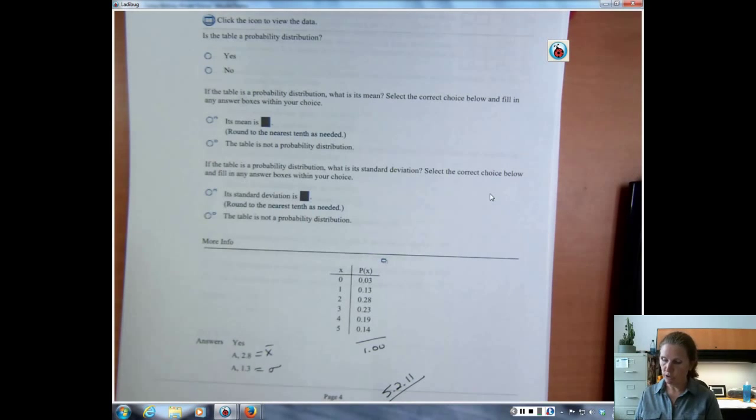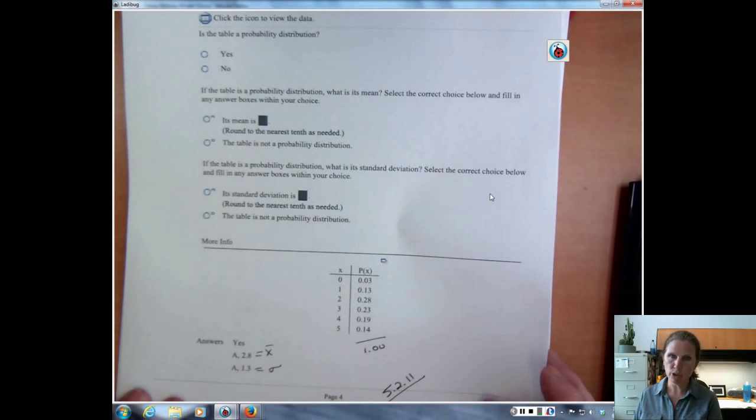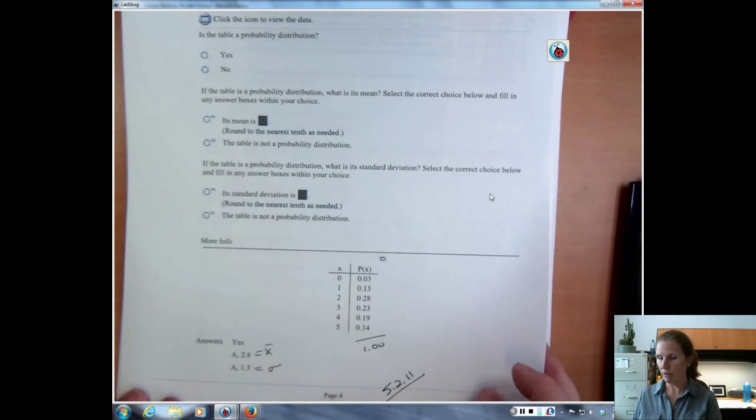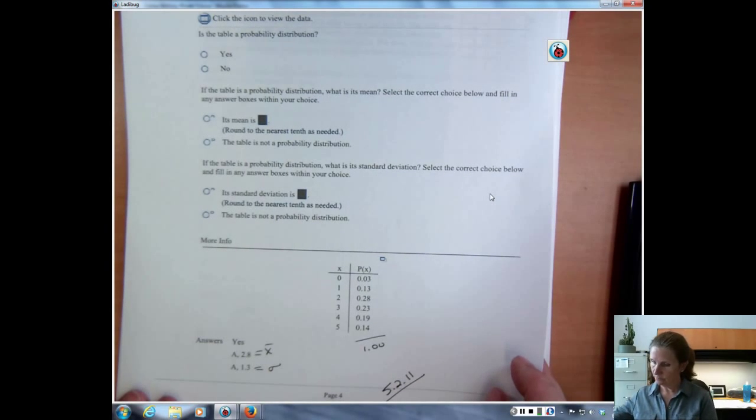And that one you can check, see if you can do it, and then you can always go back and try it again on your own. Chapter 5, Section 2, number 11.